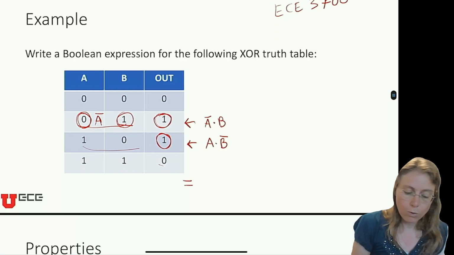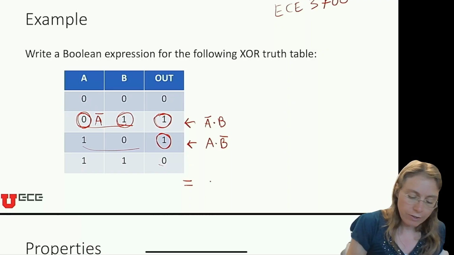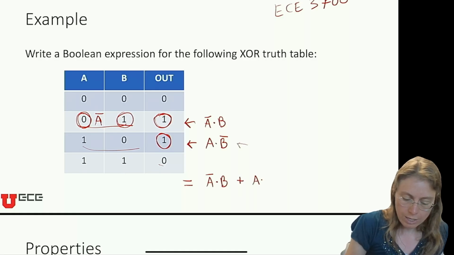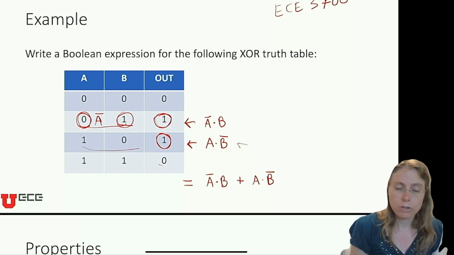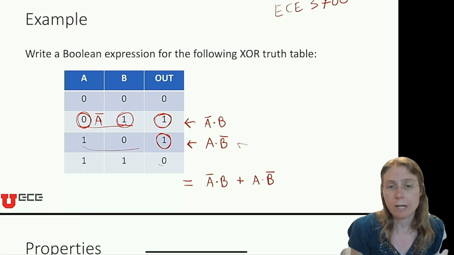And so for the entire table, that means that if I have not A and B, or this other case, A and not B, if either of those is true, that's what the OR means, then I'll output a 1. And in any other case, I'll output a 0.